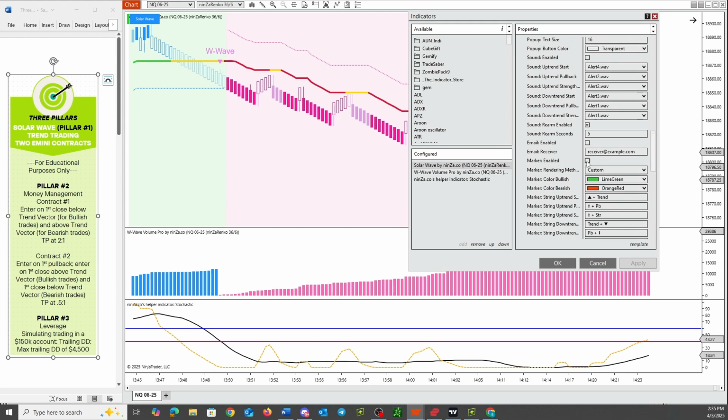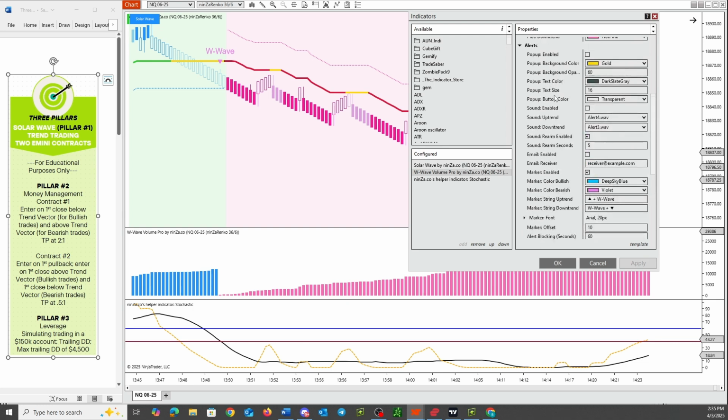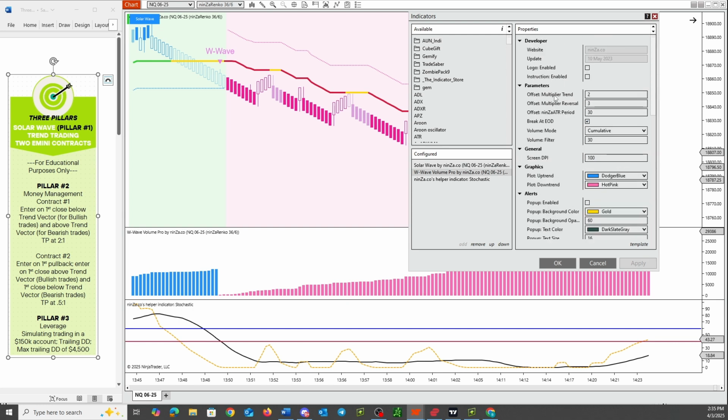Markers enabled, no, I don't want to see all that stuff on the chart. Okay, W-WaveVolPro, I have set, it's kind of tuned for the trend model that we're following. So it's the multiplier trend is 2 and the multiplier reversal is 3. The volume filter, I didn't put this on here, but for the NASDAQ I use a 30.